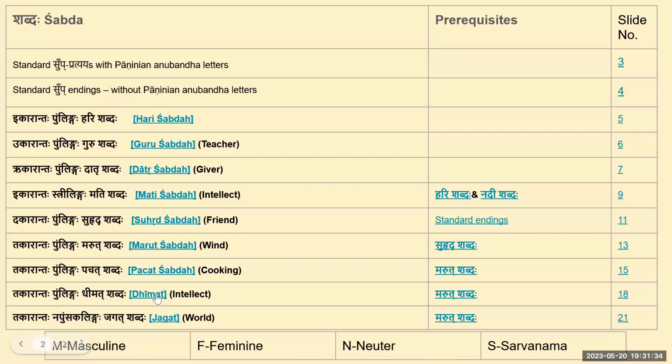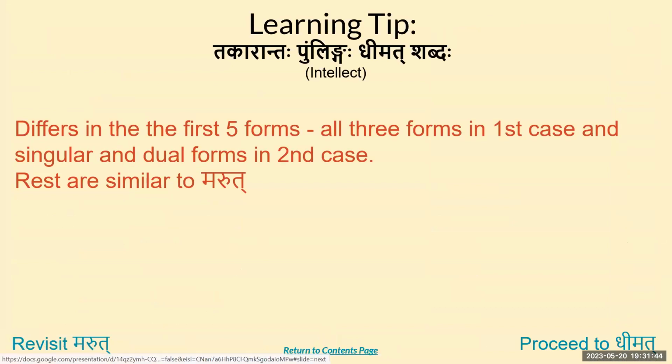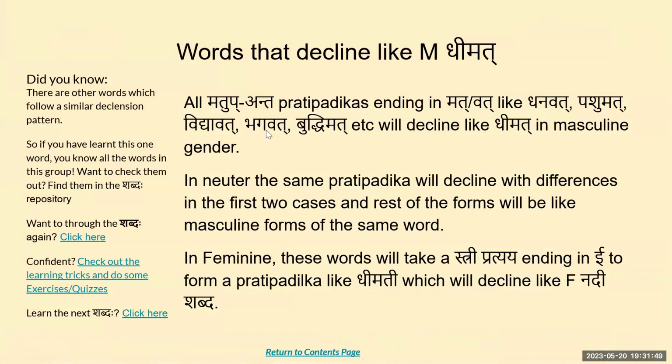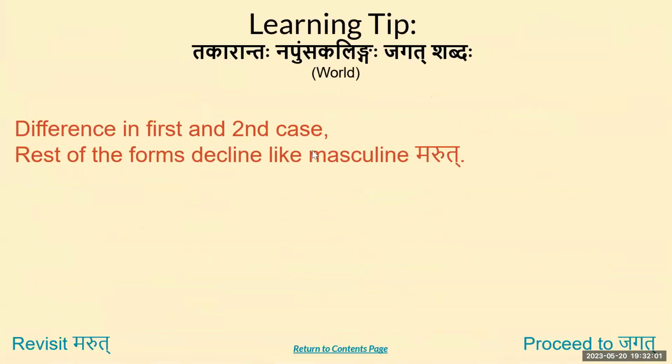Then you have the Dhimat Shabda, which, as I told you, will help you with the ktavatu pratyaya ending. If you go to Dhimat and then to the next thing, similar words, you will find it tells you what all will be there. I haven't added tavatu here, I will add it later. But I'm saying tavatu will also go like Dhimat. So try and get this in your head.